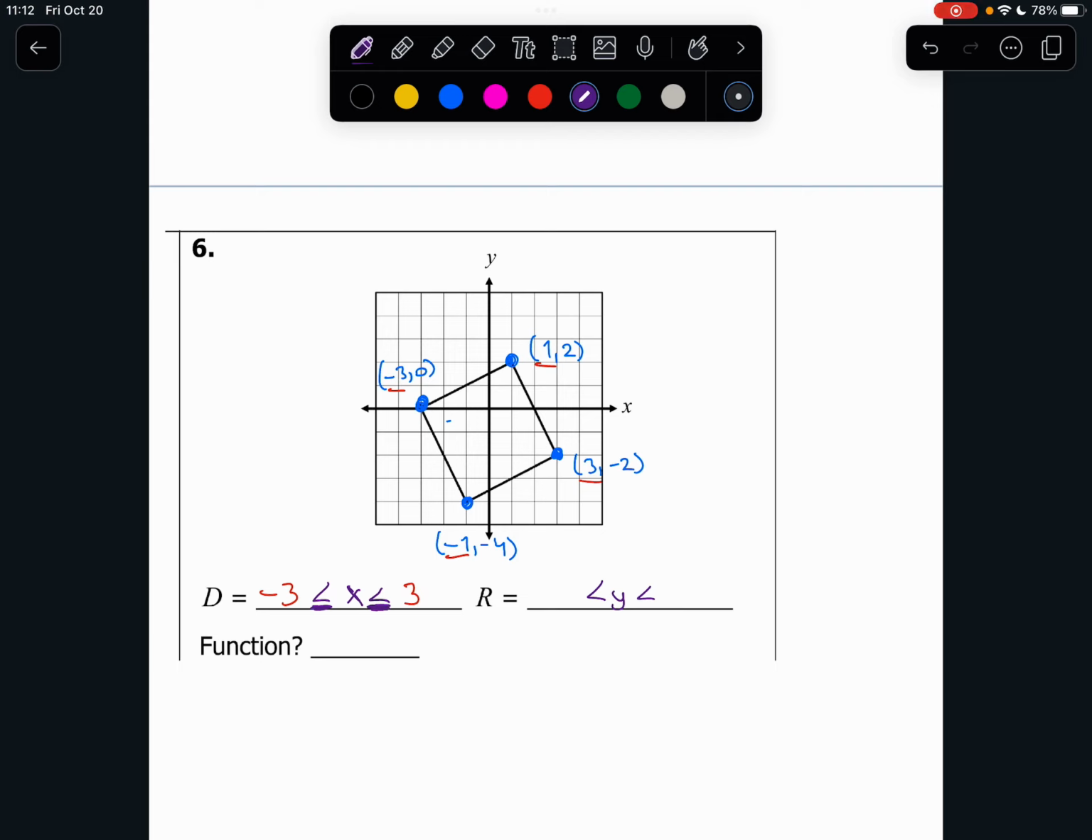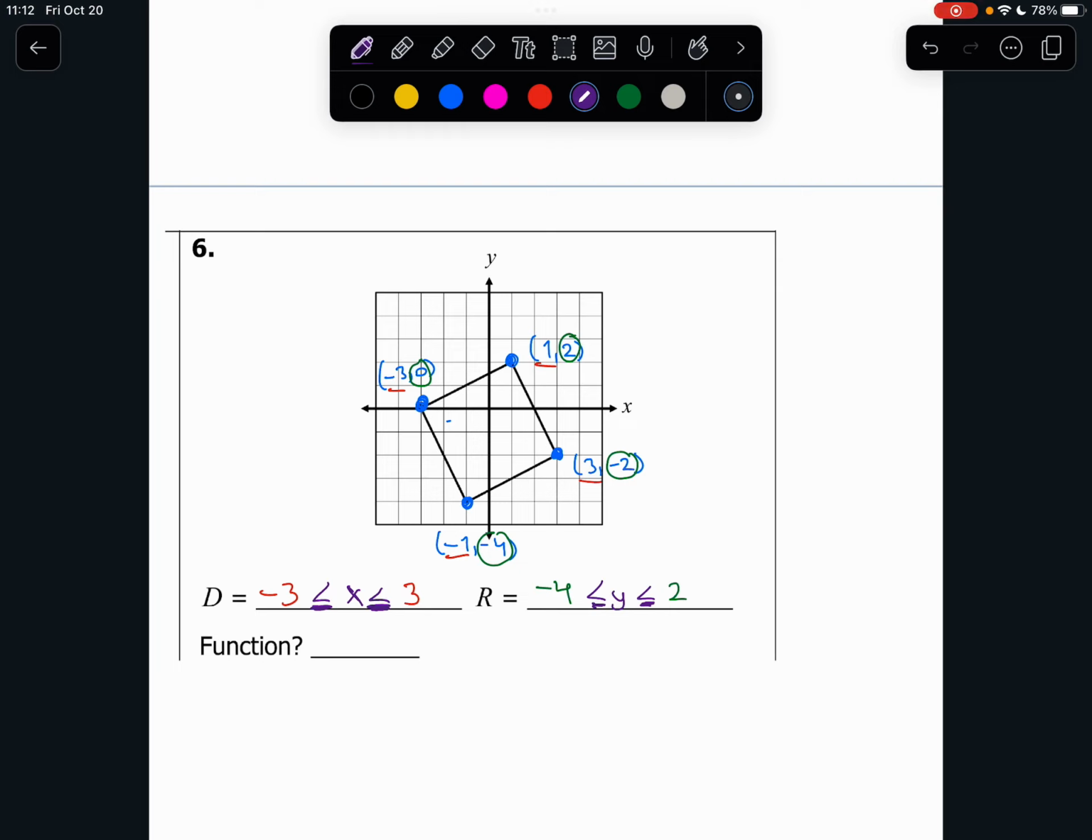We'll do the same thing for the range. We'll look at the y's now, and determine which one is the lowest and highest. So here's -4, here's 0, here's +2, and here's -2. What's the lowest y coordinate? It's going to be -4, so I'm going to put -4 on the left side. And then what's the highest y coordinate? +2, put that up there. And then, again, because they're both dots, they're both closed circles, we're going to put the equal sign on each side here.